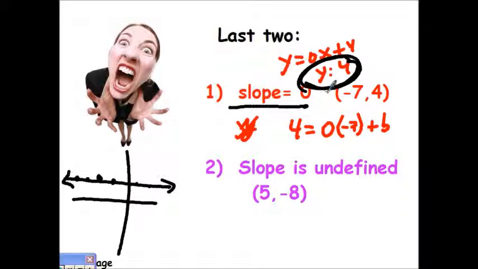Well, for this one, let's do it just this way. We know that an undefined slope is a vertical line. Therefore, for 5, negative 8, the vertical line, what do all these points have in common? That the x-coordinate is 5. So we can simply skip right to the equation. X equals 5, and we are done.